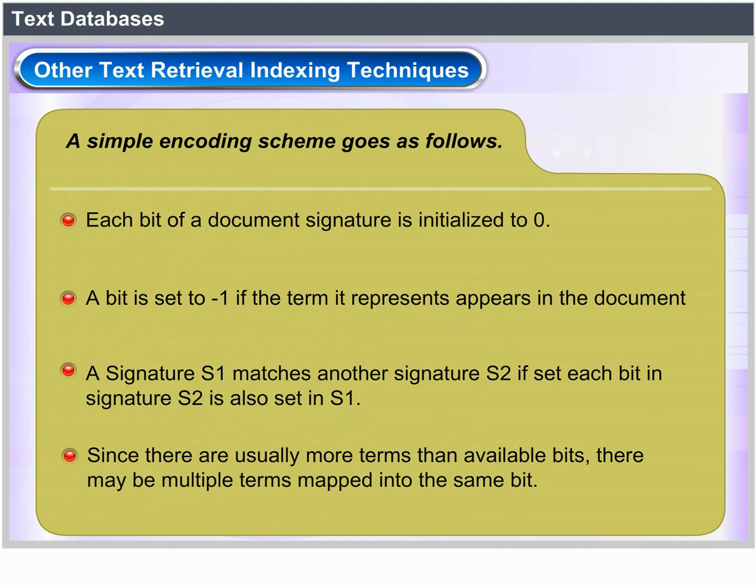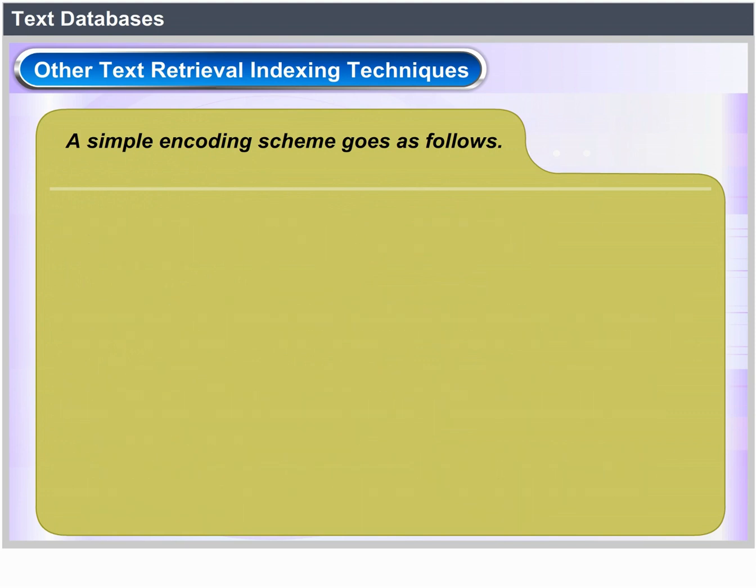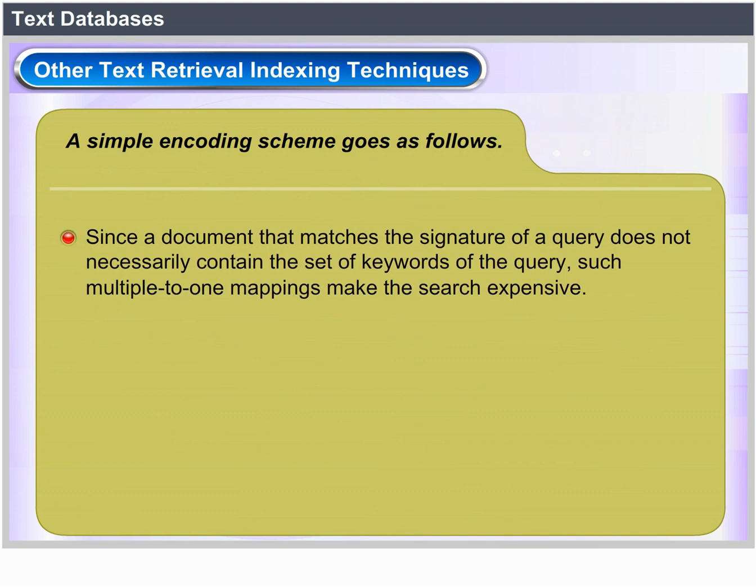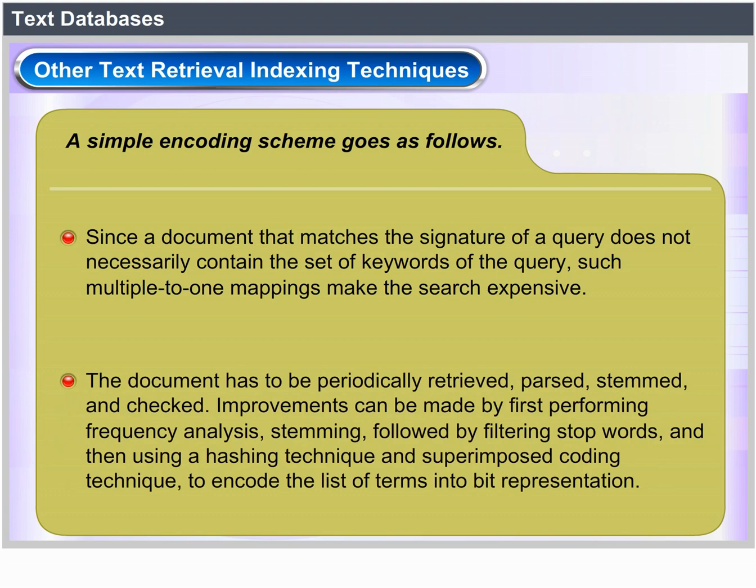Such multiple-to-one mappings make the search expensive, since a document that matches the signature of a query does not necessarily contain the set of keywords of the query. The document has to be retrieved, parsed, stemmed, and checked. Improvements can be made first by performing frequency analysis, stemming, and by filtering stop words, and then using a hashing technique and superimposed coding technique to encode the list of terms into bit representation.